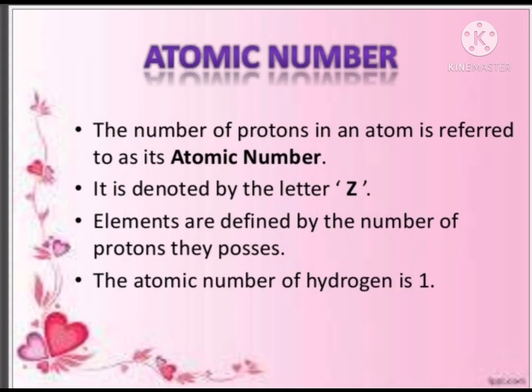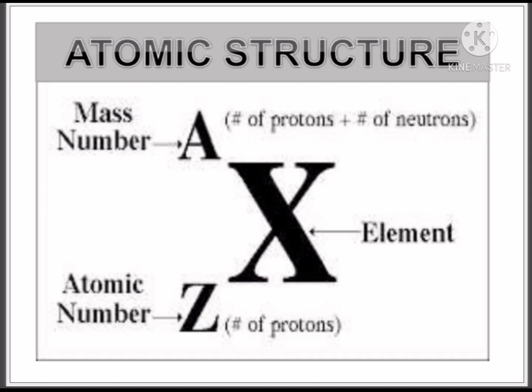Atomic number. The number of protons in an atom is referred to as its atomic number. It is denoted by the letter Z. The elements are defined by the number of protons they possess. The atomic number of hydrogen is 1. This is how we represent an element with its mass number and atomic number.